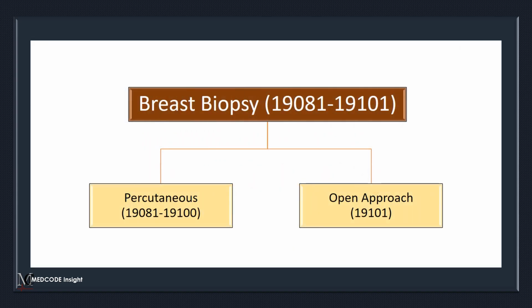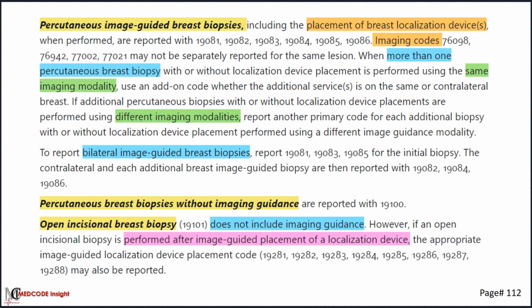Breast biopsy procedures may be performed via a percutaneous or open approach, and with or without imaging guidance. Important key points you must know while practicing breast biopsy are provided on CPT page number 112. Especially when coding for breast biopsy, you must know what the biopsy codes include and how to handle more than one percutaneous breast biopsy using the same or different imaging modality, as well as how to report bilateral image-guided breast biopsies. Breast biopsy codes include the placement of a breast localization device; you must also know under which condition this may be reported separately.